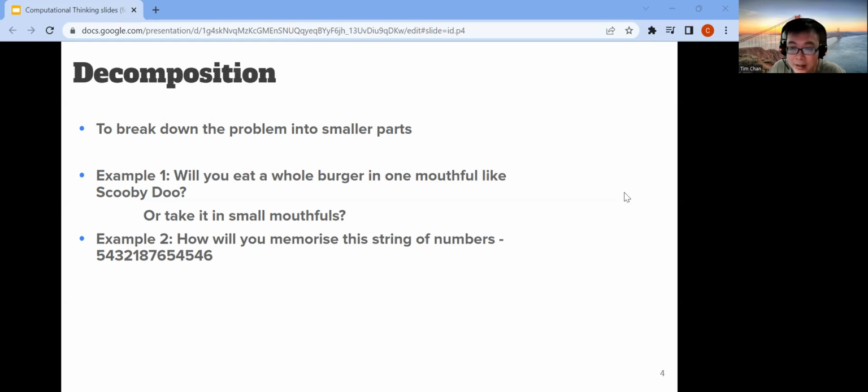In this case, you can use decomposition. How do you do that? Do you realize that the first few numbers are in sequence? 5, 4, 3, 2, 1. After that, it starts from 8 again: 8, 7, 6, 5, 4. Then 5, 4, followed by 5, 4, 6. Do you see that it's actually 3 parts to read? By breaking it down, by decomposing it, it's actually easier to remember.